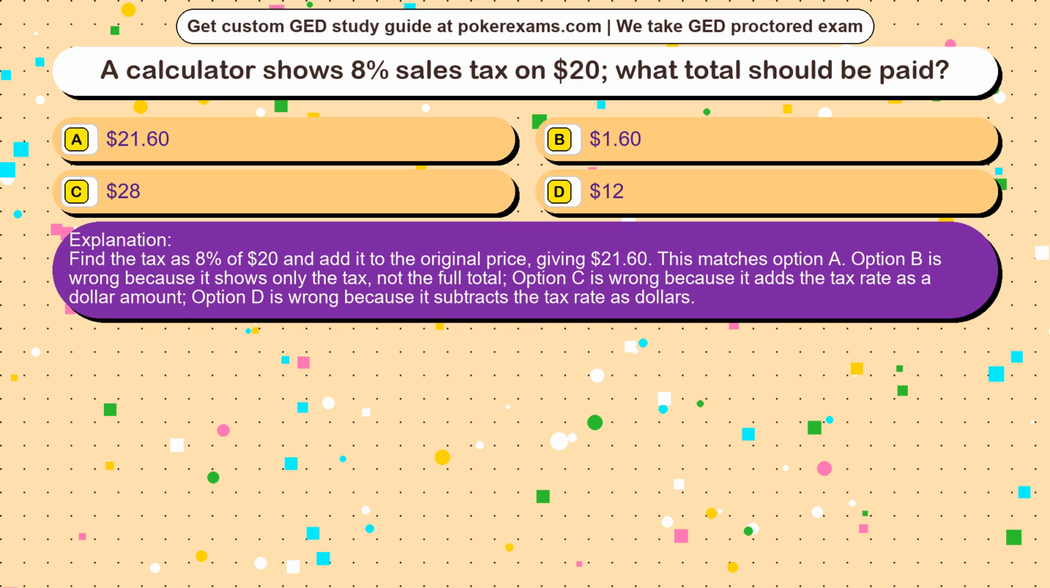This matches option A. Option B is wrong because it shows only the tax, not the full total. Option C is wrong because it adds the tax rate as a dollar amount. Option D is wrong because it subtracts the tax rate as dollars.